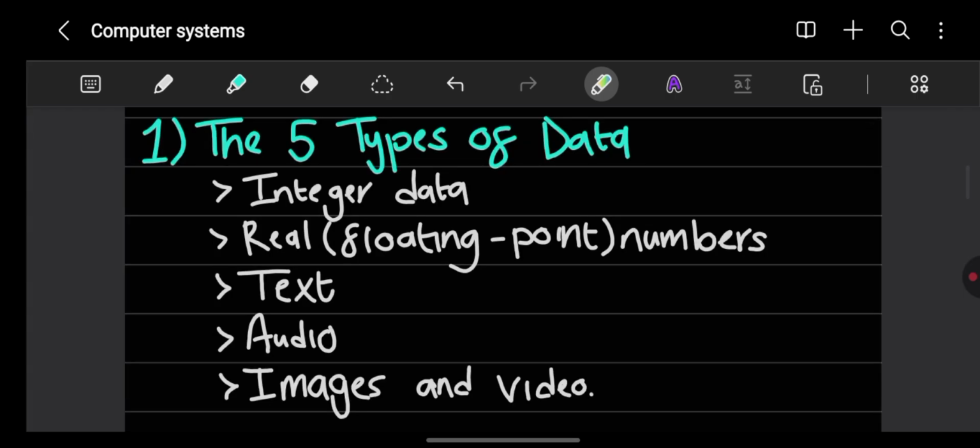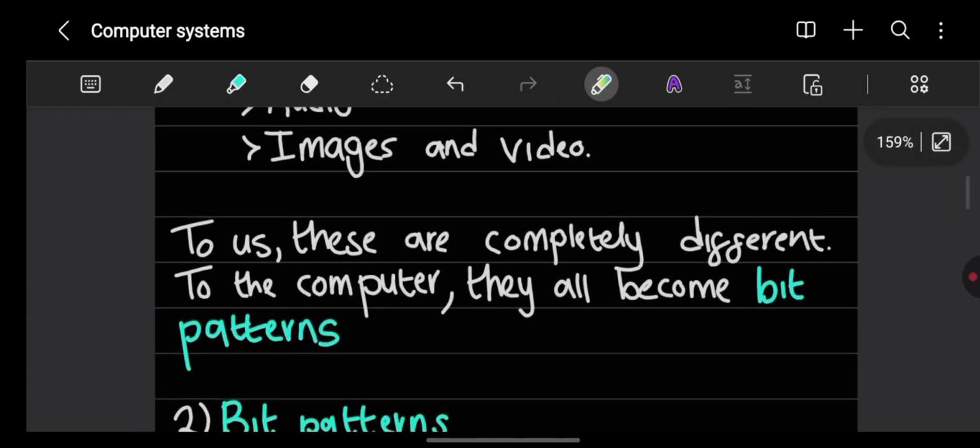Let's talk about the 5 types of data. The computer stores many different kinds of information, right? We're just going to talk about these because it's mostly what we see. You have your integer data, which is your real integer numbers, floating point numbers, text, audio, and images and videos. To us, these are completely different, obviously, but to the computer, everything becomes a bit pattern.